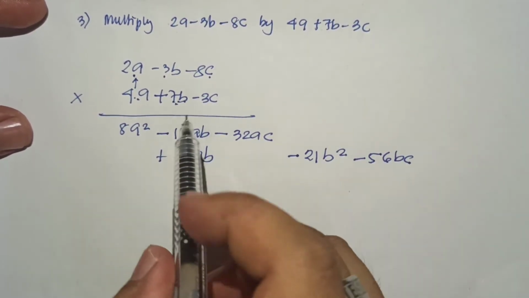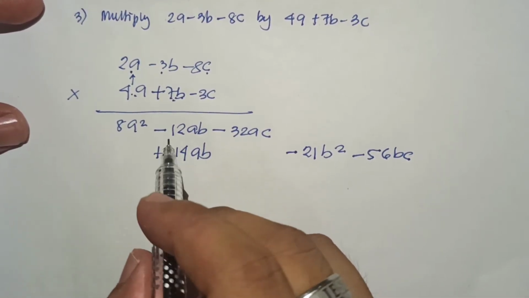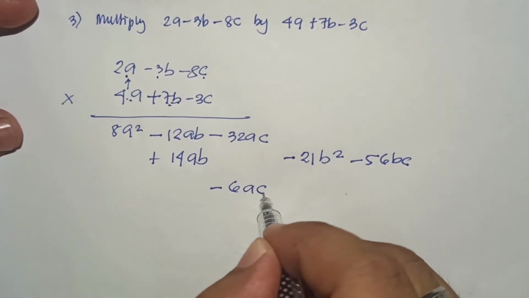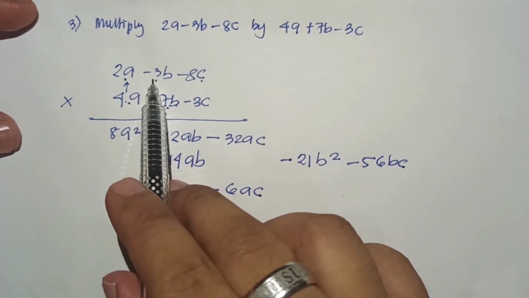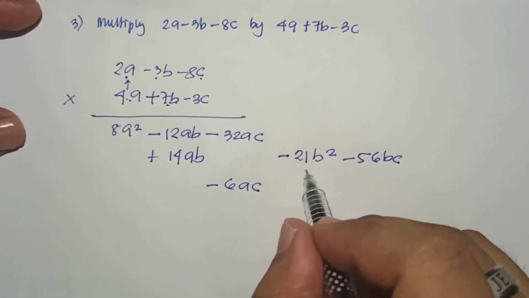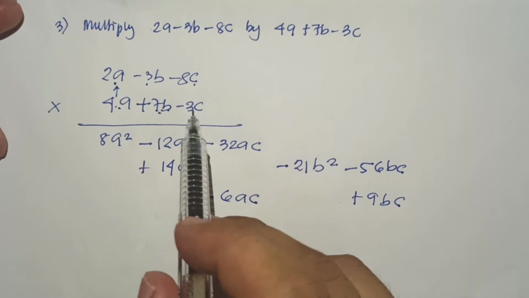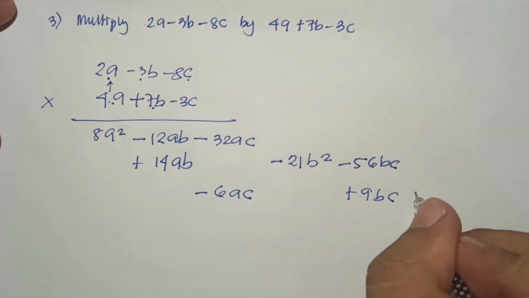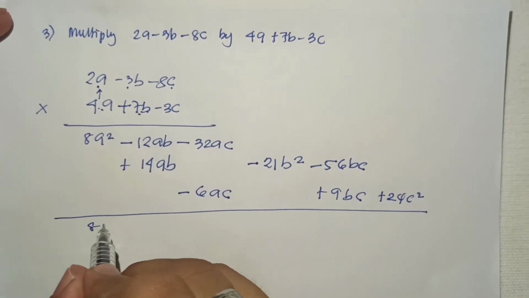56bc. Next, we have negative 3c times 2a, that is equal to negative 6ac. So align it here, 6ac. Then negative 3c times negative 3b, that is equal to positive 9bc. So look for bc here, plus 9bc. Then negative 3c times negative 8c, that is positive 24c squared. So plus 24c squared.